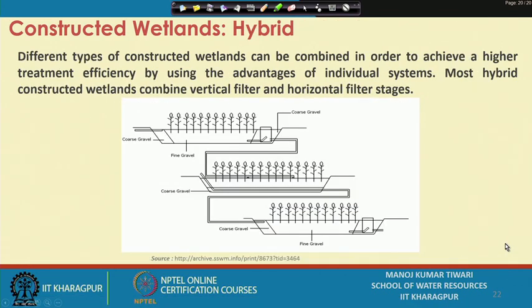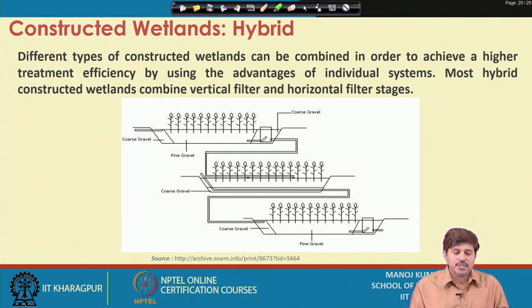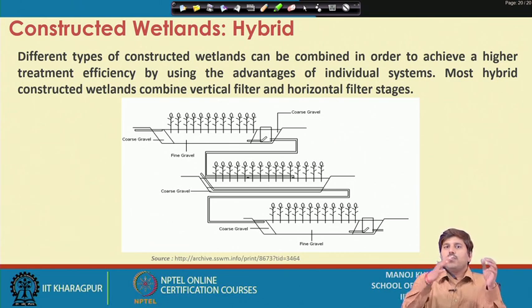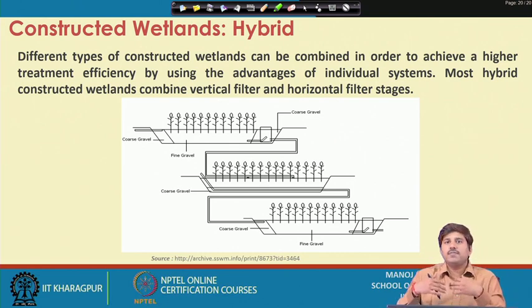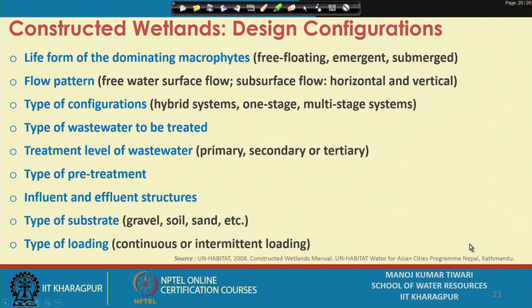And then we can have hybrid wetland systems as well. The hybrid wetland systems are actually a mixture of these different types of wetland systems. The different types of constructed wetland can be combined to achieve a higher treatment efficiency using the advantages of these different individual systems. Most hybrid constructed wetlands combine vertical filter and horizontal filter stages. So, there will be one stage of vertical filtration and one stage of horizontal filtration at least, and we can have additional setups or additional units as well.